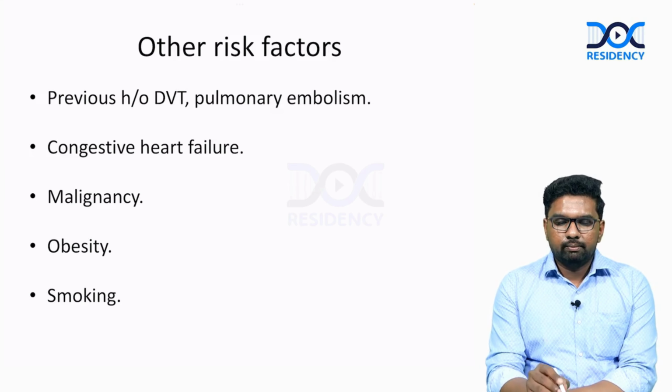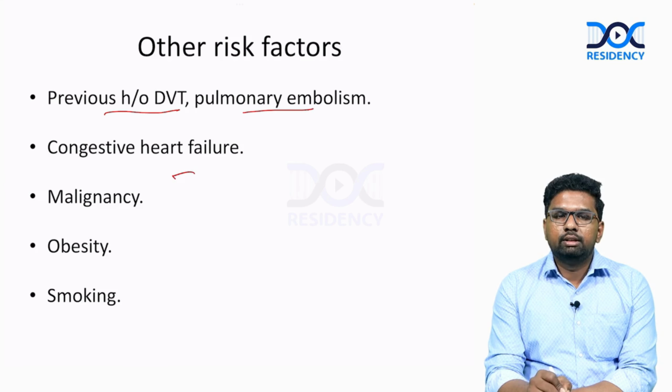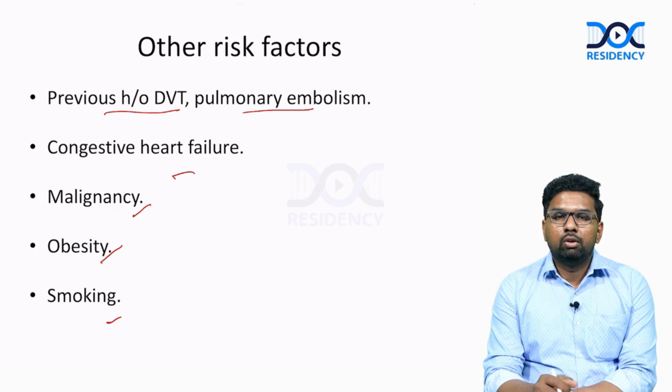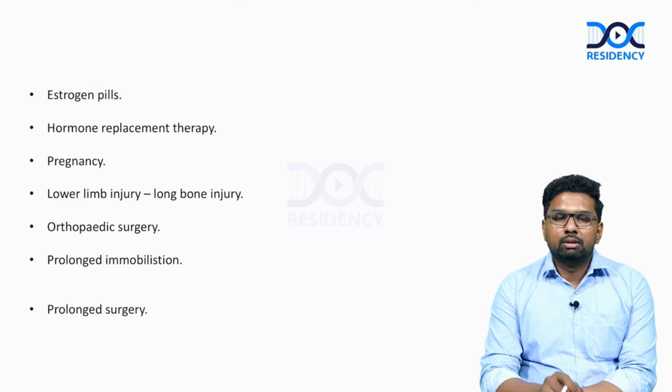So what are the other risk factors for developing pulmonary embolism? The other risk factors are previous history of DVT, previous history of pulmonary embolism, and congestive heart failure. Of course, malignancy can result in tumor emboli, obesity, and smoking. These are all the other risk factors for developing pulmonary embolism.